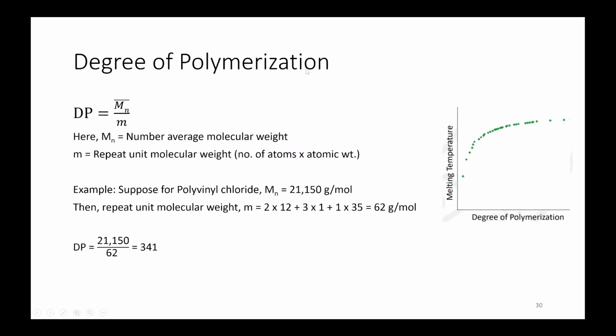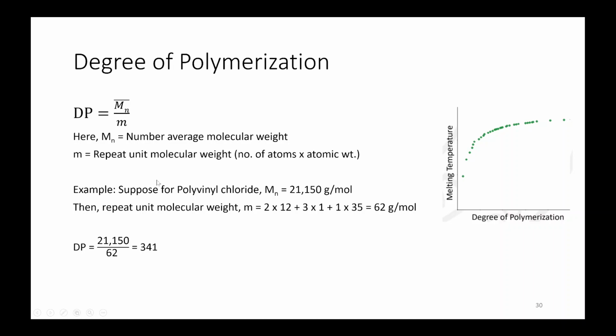On degree of polymerization, and its formula is given as number average molecular weight divided by the molecular weight of the repeat unit, which is M. So as we increase the degree of polymerization, the melting temperature of a polymer keeps on increasing. An example is given here.